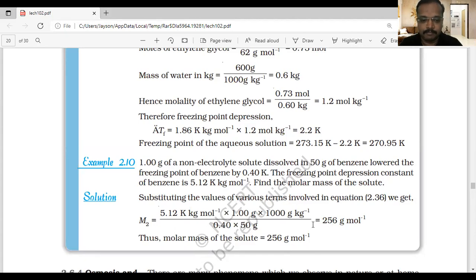So I hope it is clear. I was thinking of teaching the next colligative property also, but there is very little time left. So we will continue the class later. Tomorrow is a holiday. So Monday we will continue with the next colligative property, that is osmotic pressure.